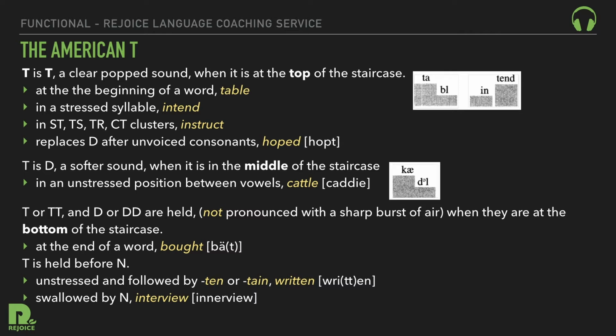T and D are held, not pronounced with a sharp burst of air, when they're at the bottom of the staircase. At the end of a word, bought. T is held before N, unstressed and followed by TEN or TAIN, written. T is swallowed by N, interview.